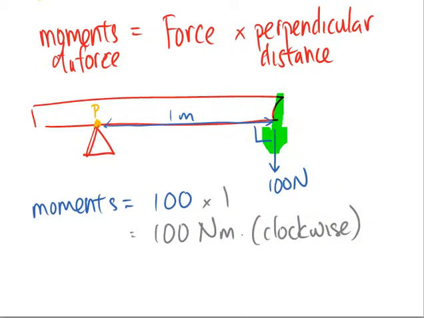100 newton meter clockwise, because as you can see, this force is going downwards and the pivot is here, so the direction of movement will be in this direction. It's a clockwise manner. So this is how you can calculate moments.